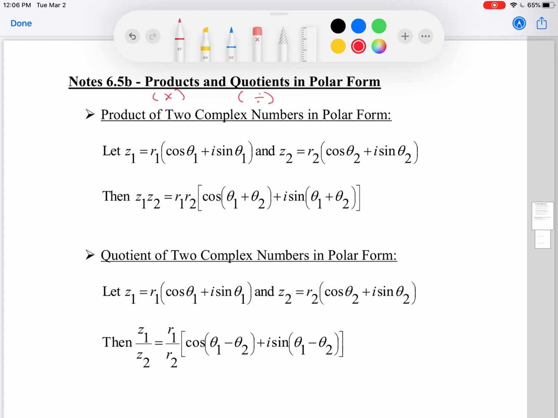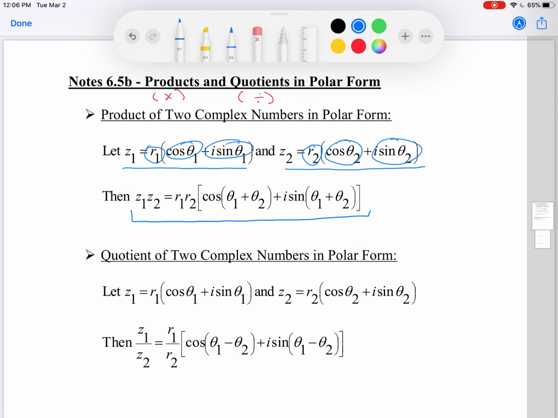In front of you we have two formulas. We have the product formula and the quotient formula. And what happens is I'm going to be giving you these pieces. I'm going to say z sub 1 equals all of this, and z sub 2 equals all of this as well. And if I were asking for the product, I would ask you to multiply them together.